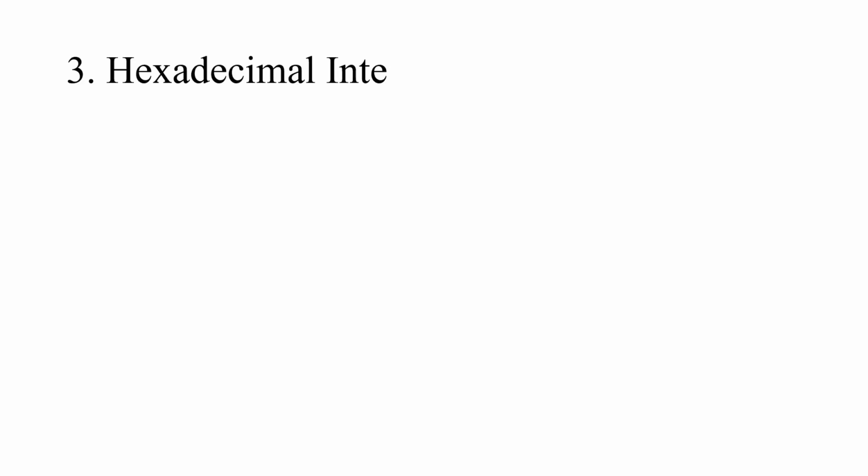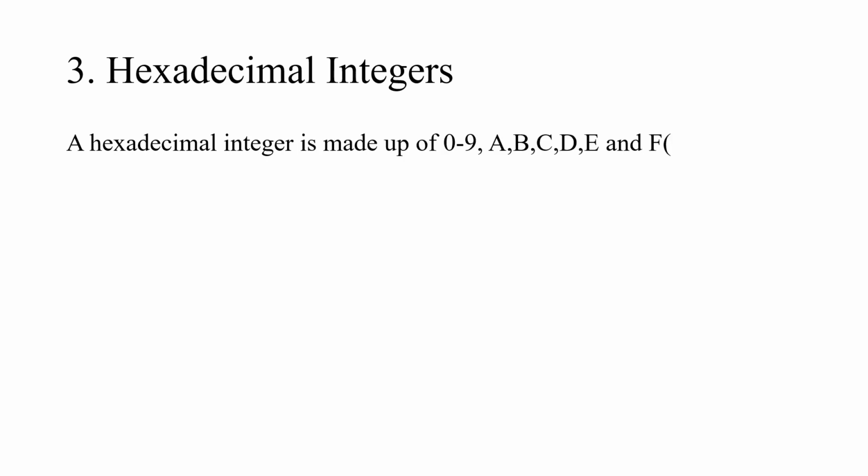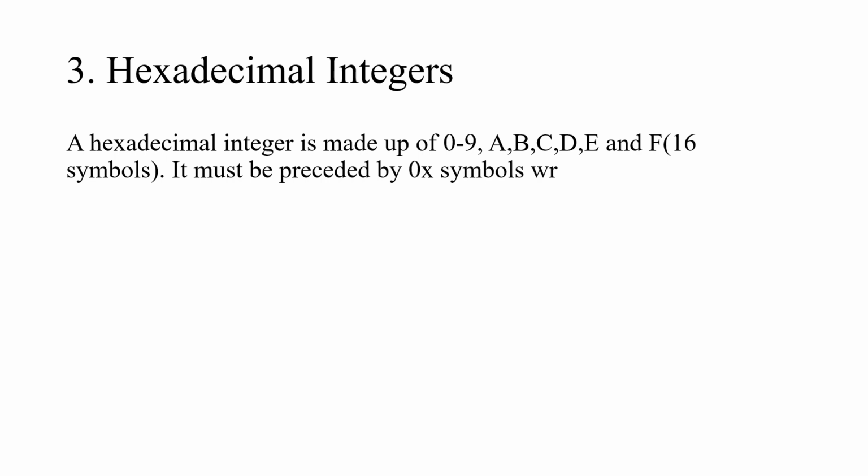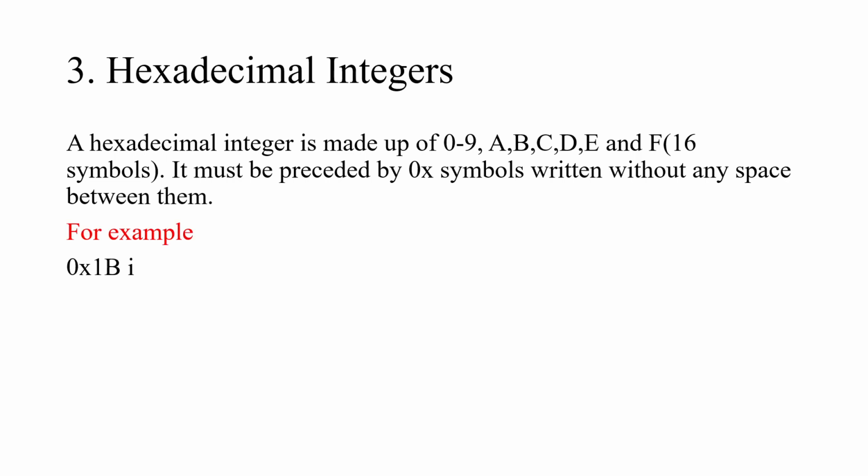Hexadecimal integers. A hexadecimal integer is made up of 0 to 9, A, B, C, D, E and F, 16 symbols. It must be preceded by 0X symbols written without any space between them. For example, 0X1B is a hexadecimal integer.